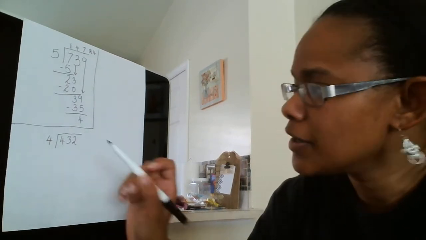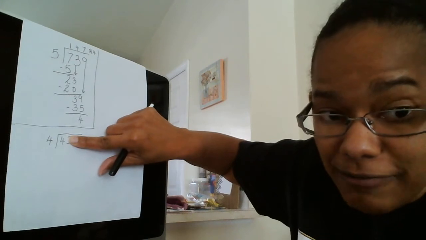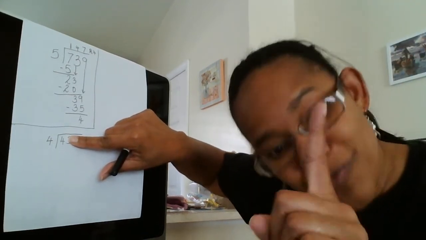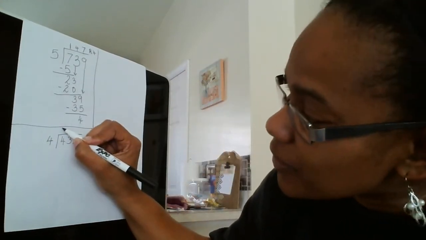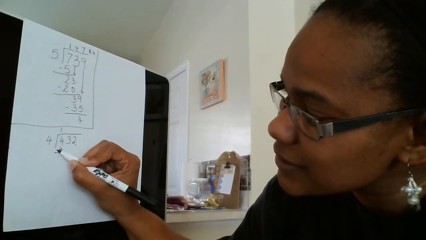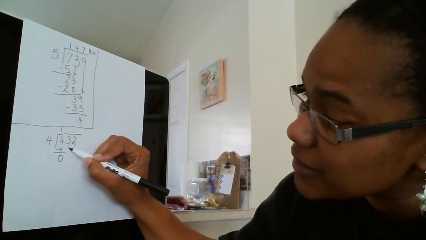All right? So we block out the 3 and the 2, and we're looking just at 4. Okay? How many 4s can I fit into 4? Just 1. So I put that 1 up there. 1 times 4 is 4. So that's 0. I'm going to drop that 3 down.